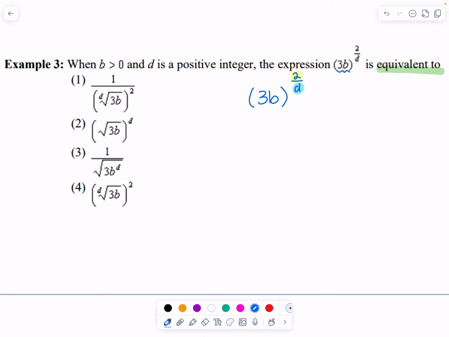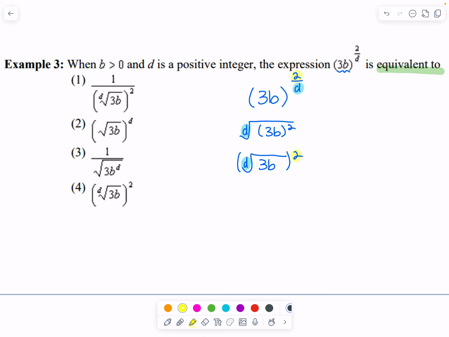Okay, so power over root. I should have a root of d and a power of 2. Now with the power, you could see it inside or outside the root. Either form would be correct.